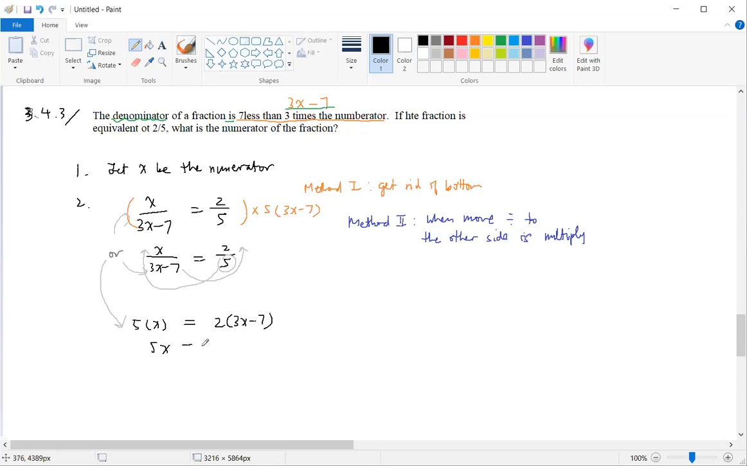So 5x equals 6x minus 14. Move this over x, move that over, it's 14. That's it. Here the restriction is the bottom cannot be 0, so x cannot be 7/3. Since x is not 7/3, it's fine. So 14 is fine. Write it down quickly. I'll just take a screenshot.